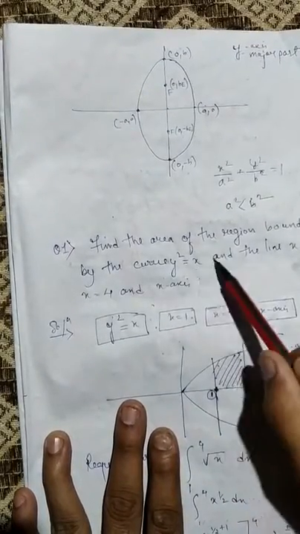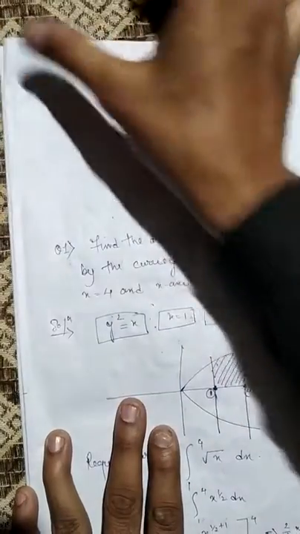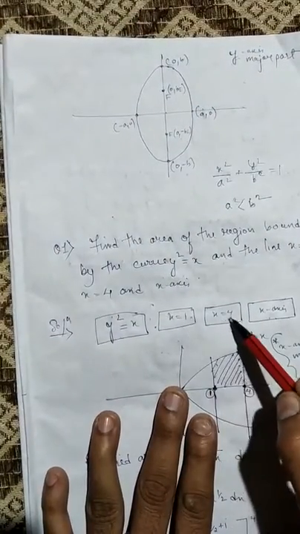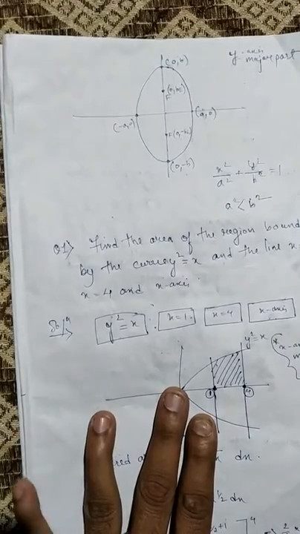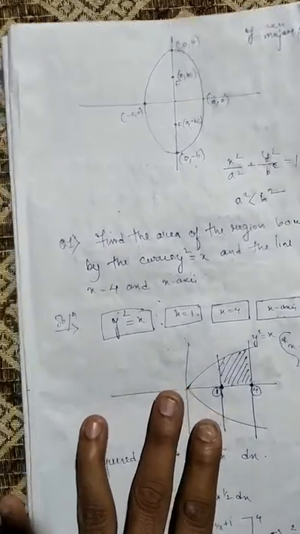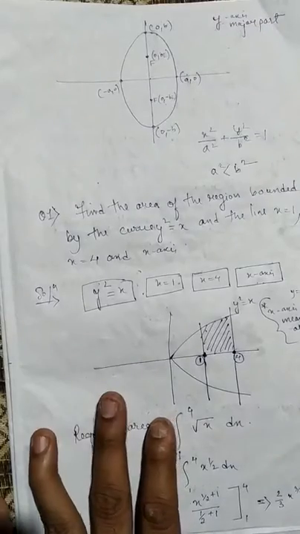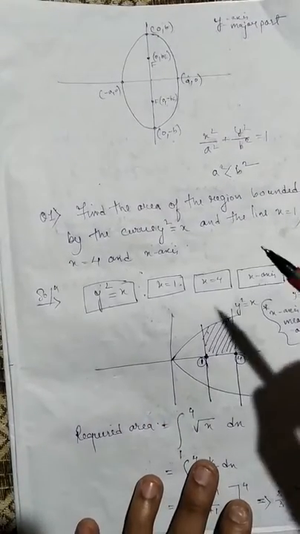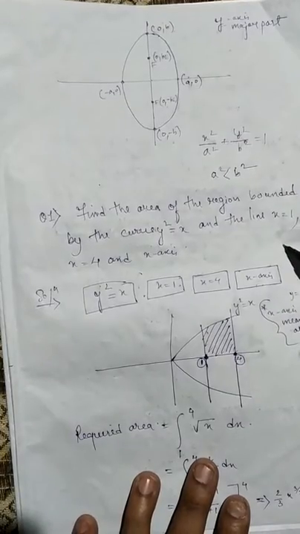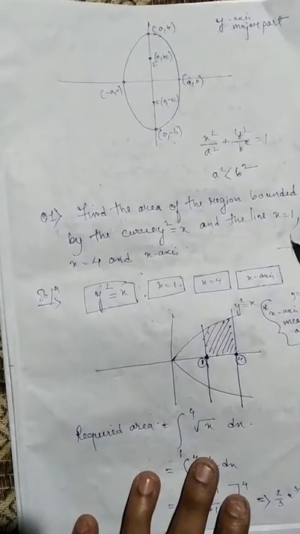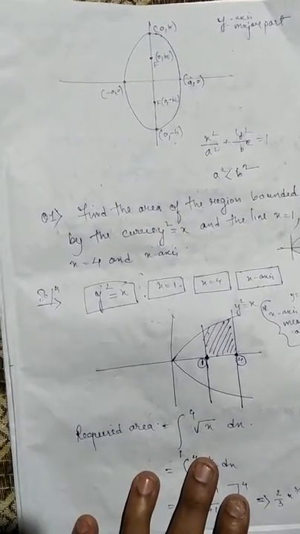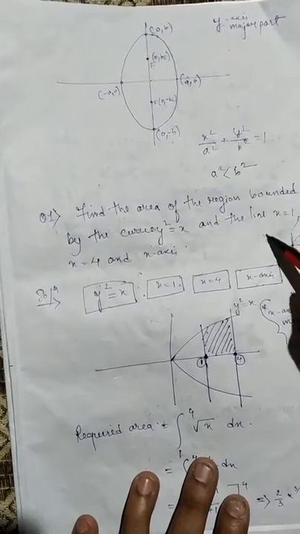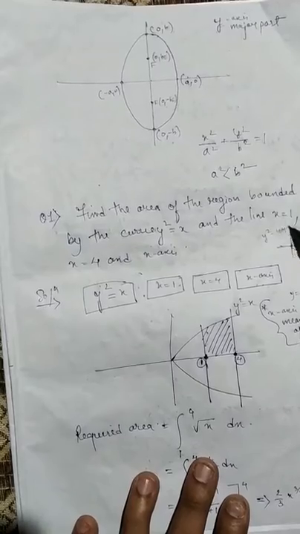Okay, same thing from here, I've just written it. y square equals x, x equals 1, x equals 4 and x-axis. Now here one thing you should understand, as I told you that time, if you have a parabola, which parabola is this? This is just touching the x-axis. So this will be what? y square equals 4ax, isn't it?